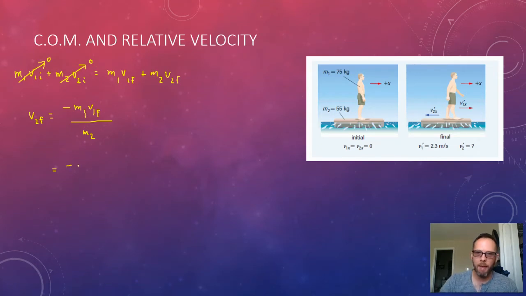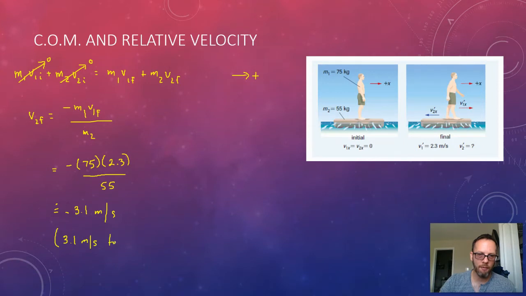So we have the mass of the person, 75. And notice the negative sign. That's okay, because if we're treating right as positive, the raft will be moving to the left. v1f, we're told, is 2.3 meters per second, and the mass of the raft is 55. So let's do that, and then I just have a couple of talking points. So about negative 3.1 meters per second, or that's 3.1 meters per second to the left.